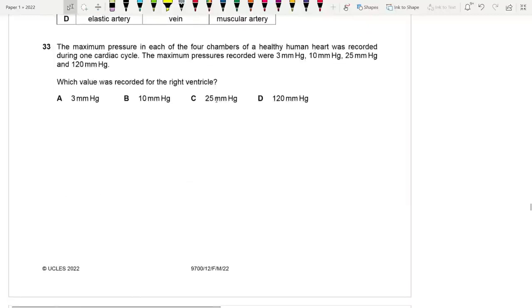For 33, the maximum pressure in each of the four chambers of a healthy human heart was recorded during one cardiac cycle. The maximum pressures recorded were 3 millimeters of mercury, 10, 25, and 120. Which value was recorded for the right ventricle? So listen, where do we have maximum pressure? In the left ventricle, right? The right ventricle is not as high as the left ventricle. The left ventricle is at 120, but the right is still very high compared to the other two. So it has to be 25. If it was the left ventricle, it would be 120.